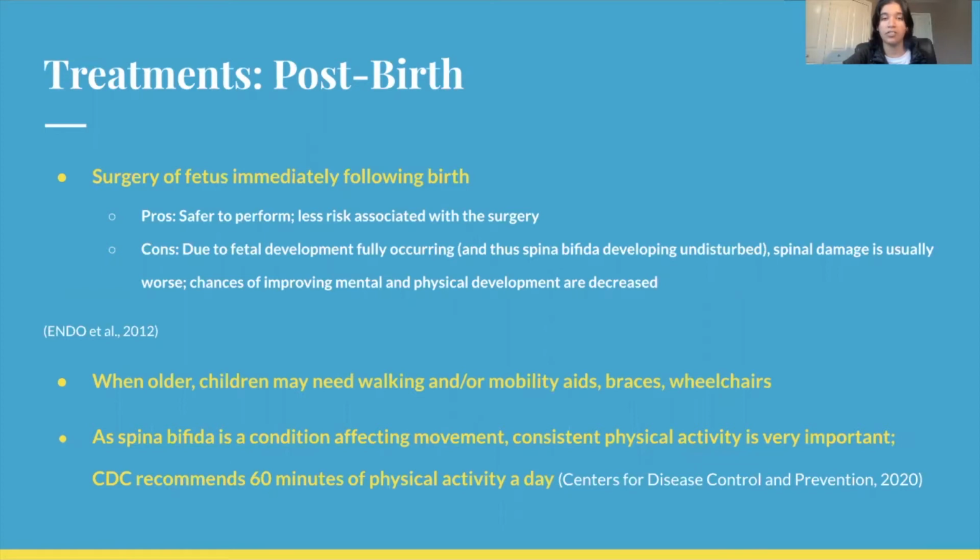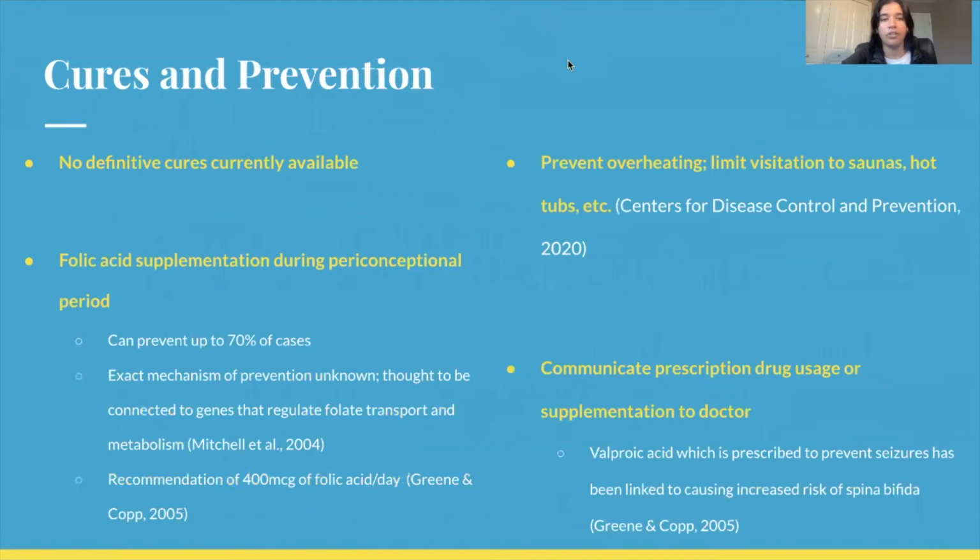As spina bifida is a condition affecting movement, consistent physical activity is extremely important. CDC recommends 60 minutes of physical activity a day, whether this is achieved through walking or rolling through the neighborhood, joining play with other children, joining sports teams or other forms of physical activity with kids with disabilities or without disabilities, many options. And for cures and prevention, there's no definitive cure currently available.